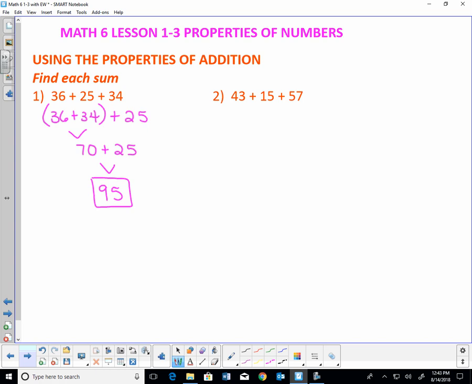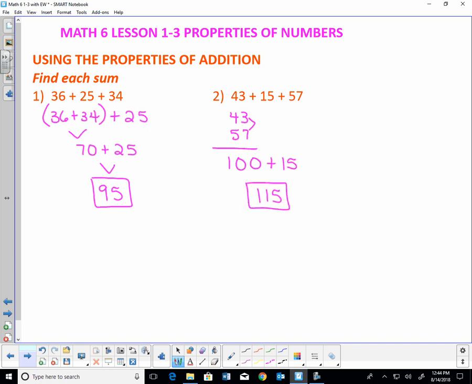Let's look at number 2, 43 plus 15 plus 57. I'm looking at this, and I'm going to put 43 and 57 together first. Because if I put 43 and 57 together first, I know that 7 plus 3 is 10. 5 plus 4 is 9, add a 1 is 100. It adds together really nicely to make 100. So if I have 100, I can just add my 15, and I have 115 as my final answer.